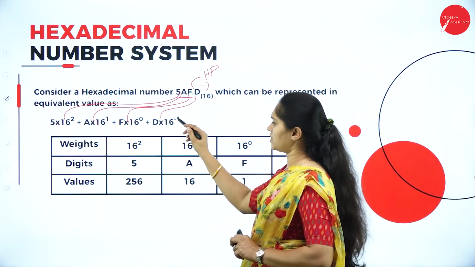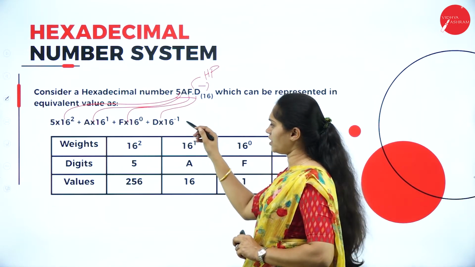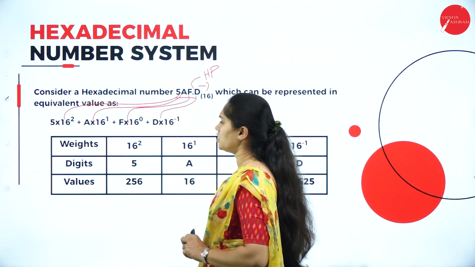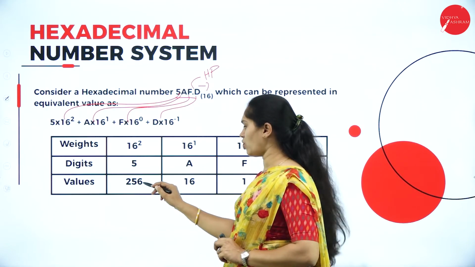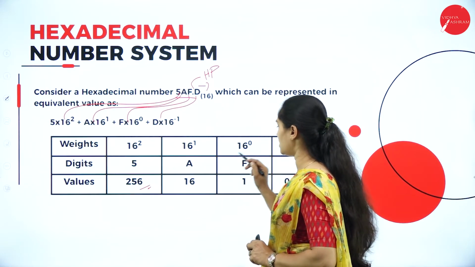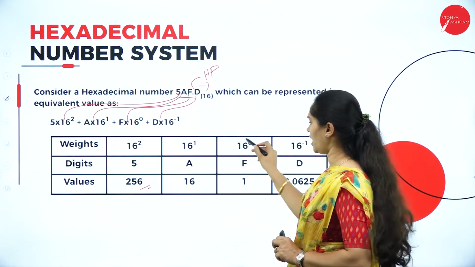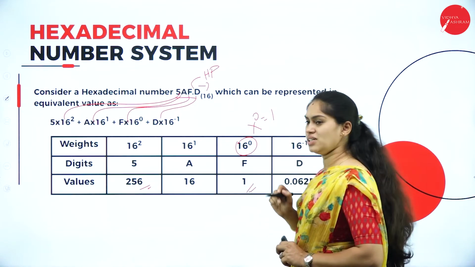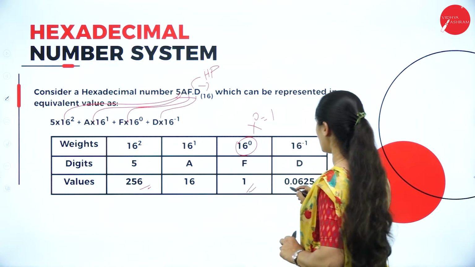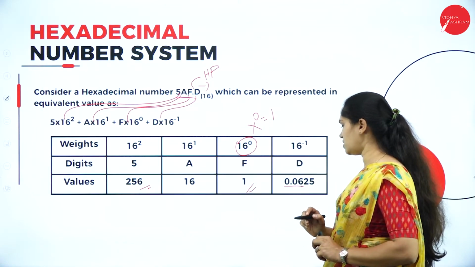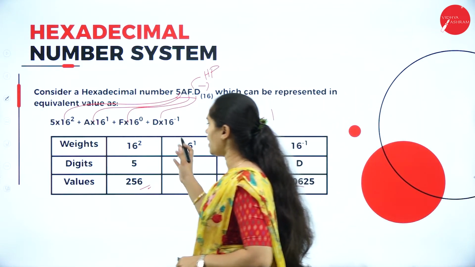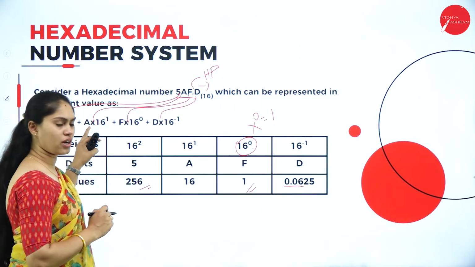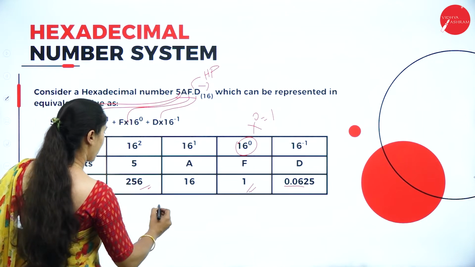So the weights are 16 power 2, 16 power 1, 16 power 0, and 16 power minus 1. 16 power 2 is 256. 16 power 1 is 16. 16 to the power 0 is 1, because any number with power 0 is always equal to 1. And 16 power minus 1 is 0.0625. So how are we going to write it? 5 into 256 plus A, and A is 10.